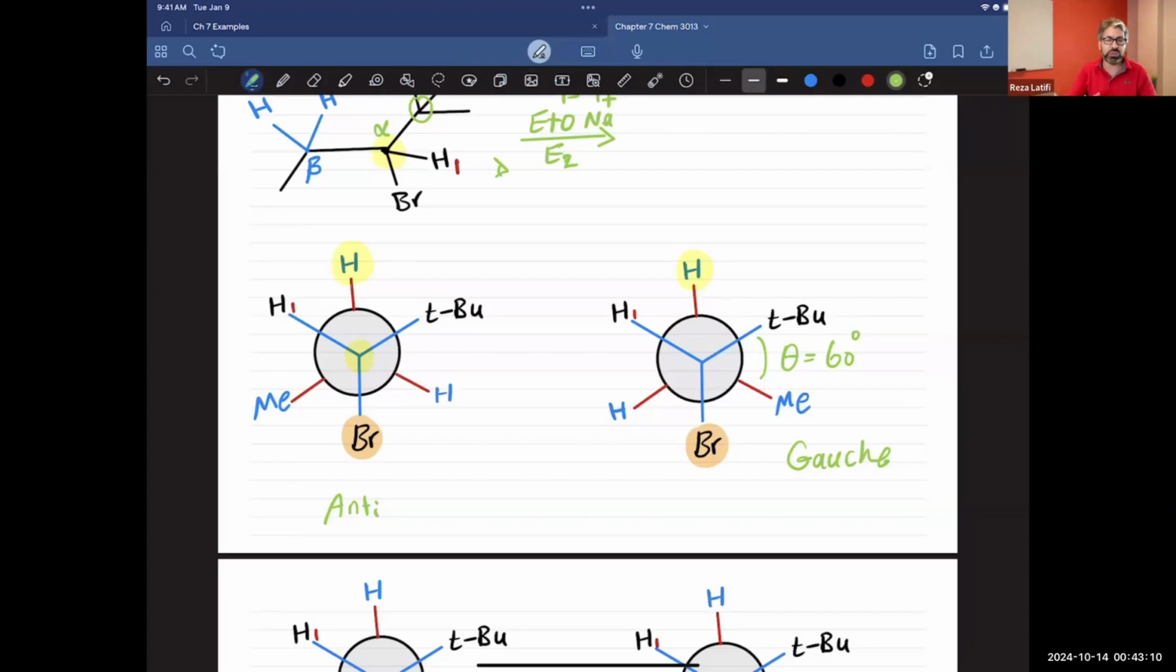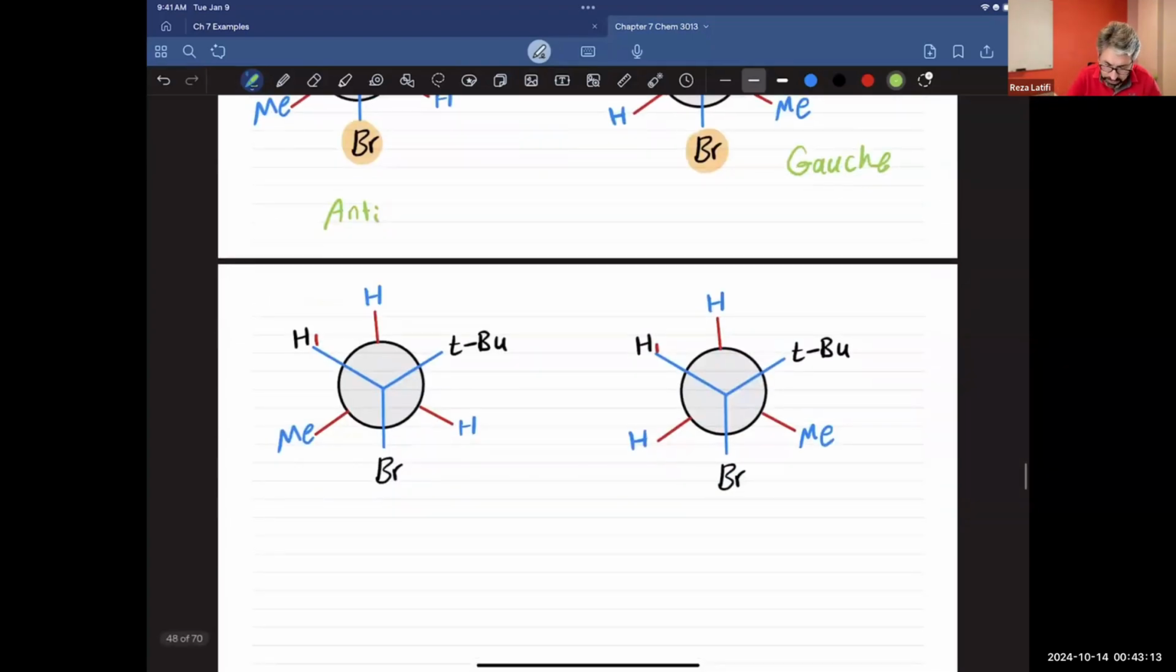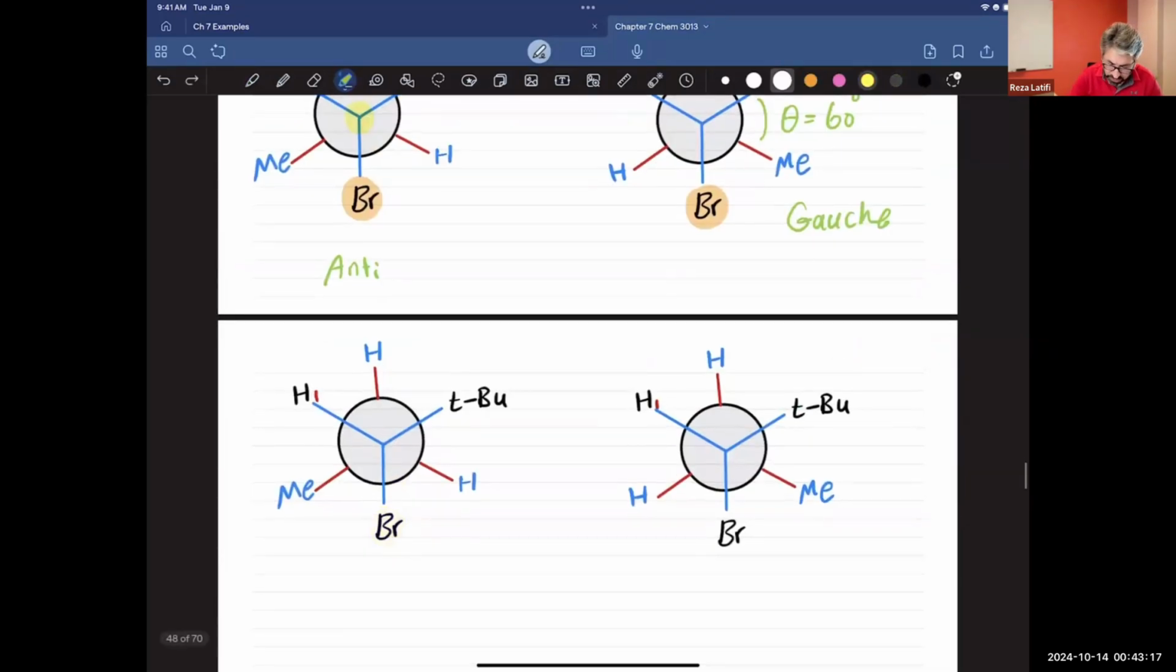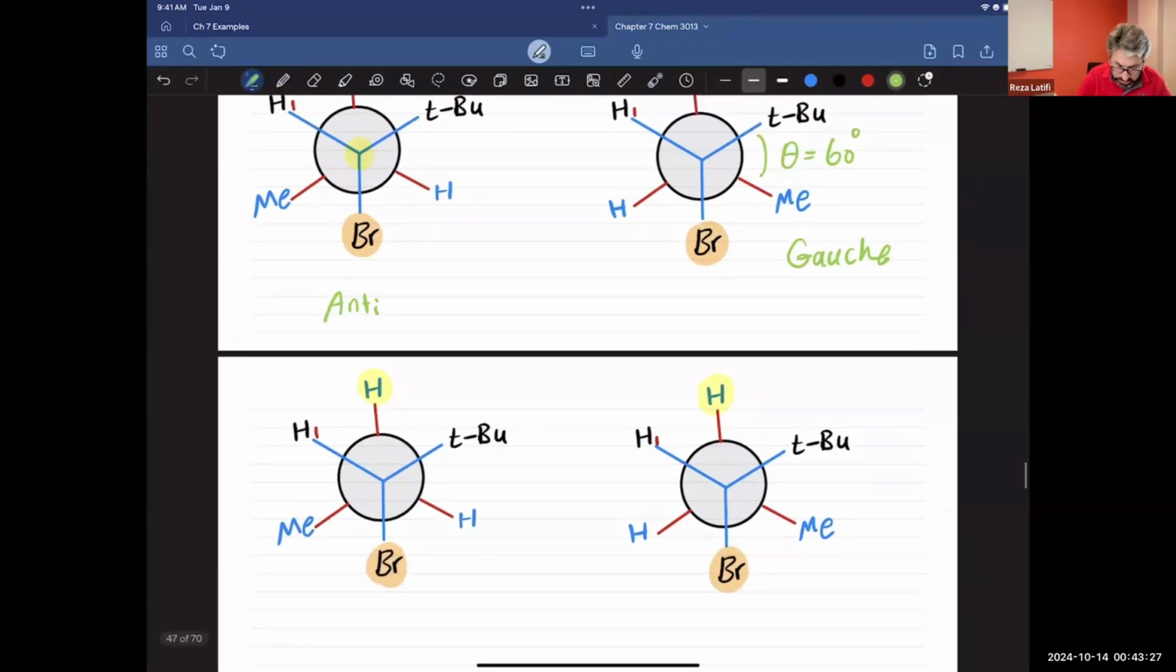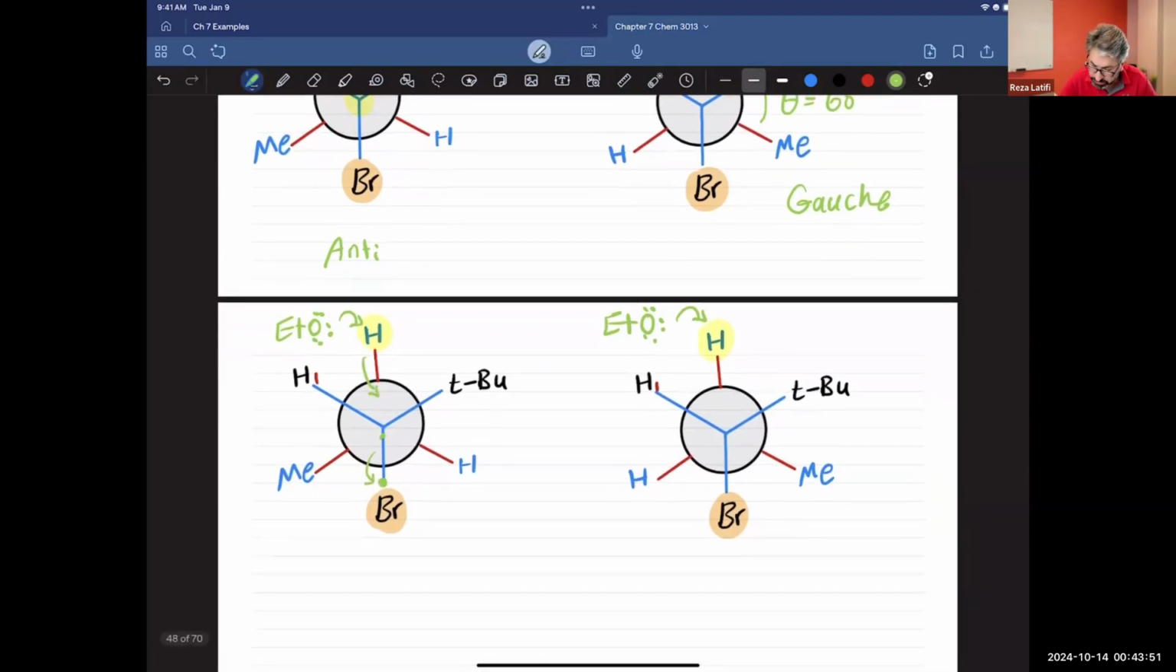Now let's introduce a base. Again, remember, you have hydrogen there, and also you have the leaving group in this position. The base, ethoxide, is going to go after this hydrogen. So what will happen? They will remove that hydrogen, and at the end, the bromide will take these 2 electrons, and it will leave the system. So I'm going to highlight those. Let's put the line here. These 2 will be gone.